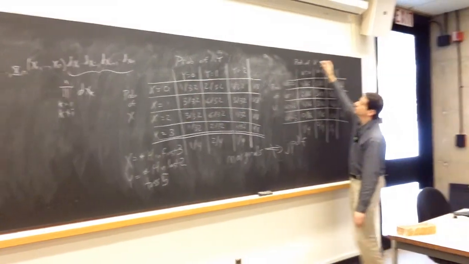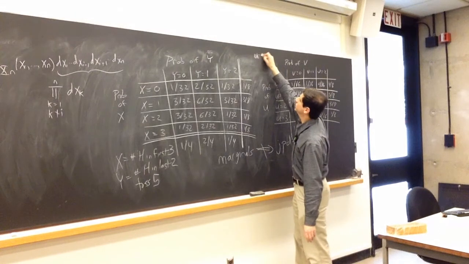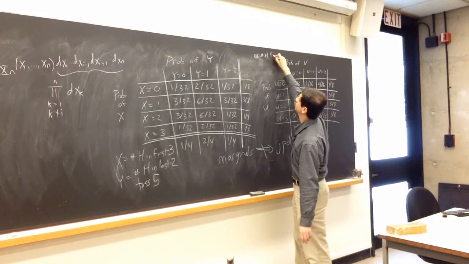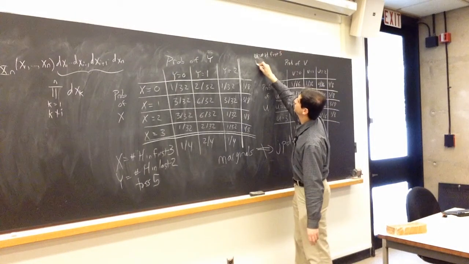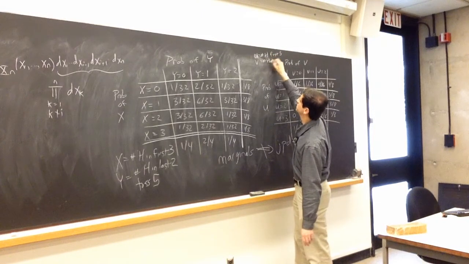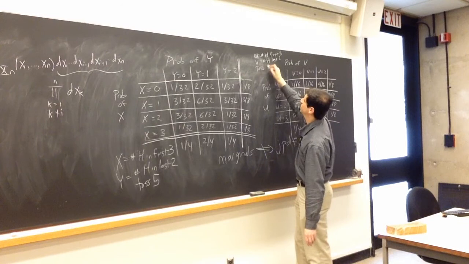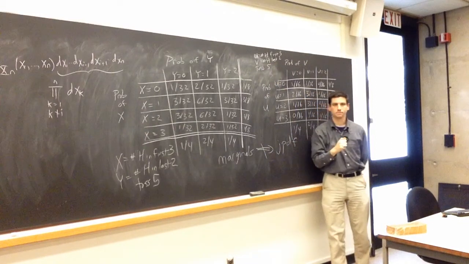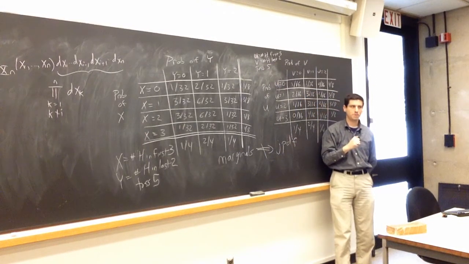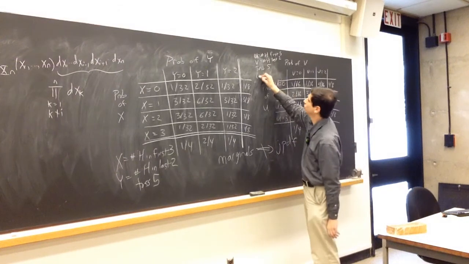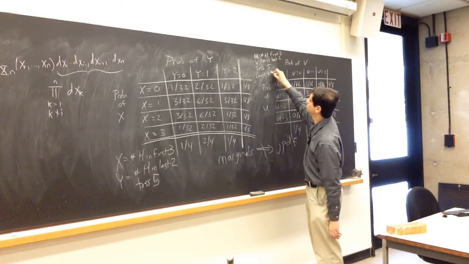Over here, u is number of heads in first 3, v is number of heads in last 2, we toss 5 times. But there's a difference in those tosses. Coins 1 and 4 are glued together.